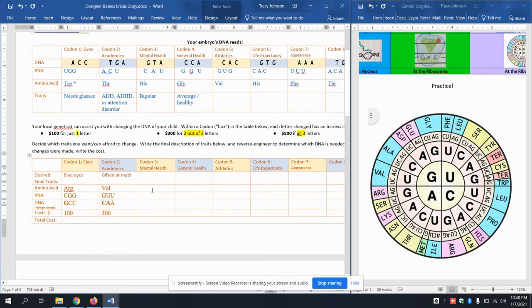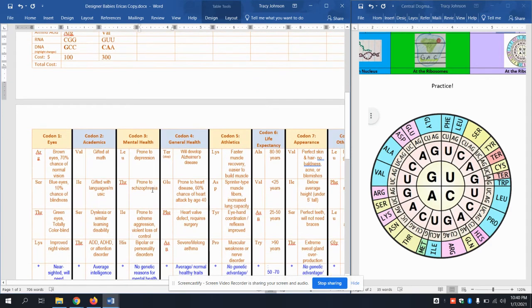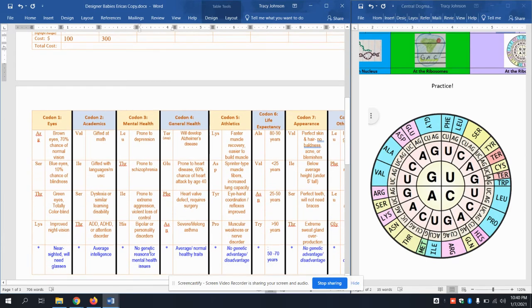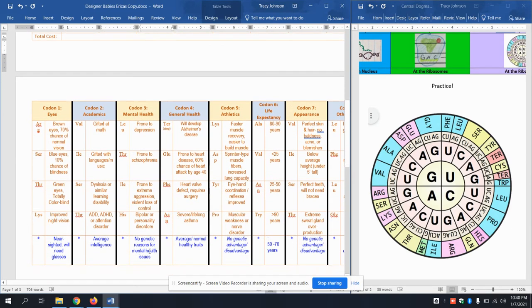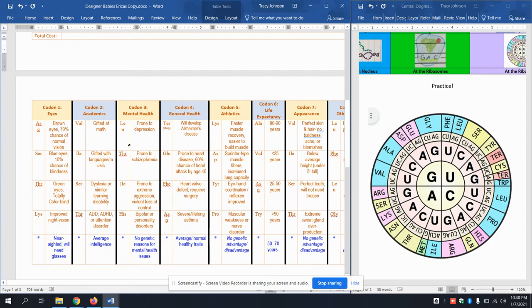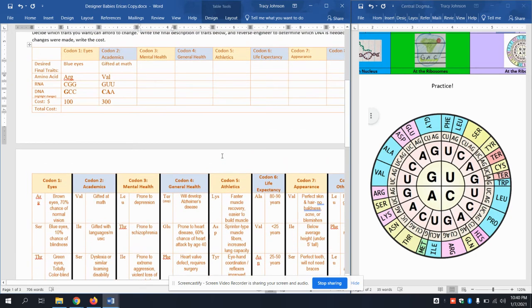That might not be so great. So for mental health, maybe I want him instead to have no genetic reasons for mental health issues, because that would be ideal. I have to avoid leucine, threonine, isoleucine, and histidine. I have to avoid all of these. So let's find a safe one. Let's go with proline. CCC makes proline. So I want him normal. And so I'm going to go with proline, CCC.